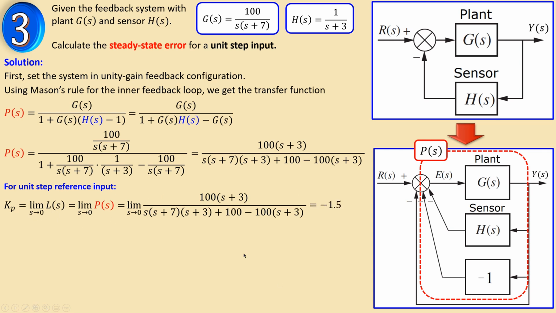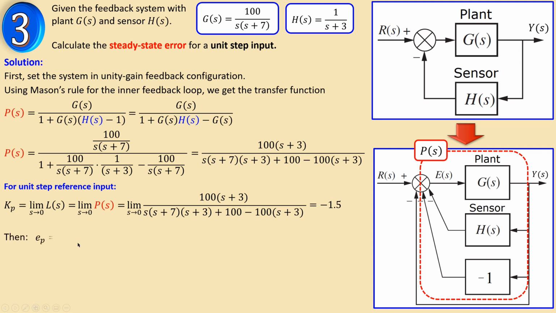If I now work this out, there will be minus 1.5. So everywhere here and here, s is equal to 0. This will go, by the way, completely. Only this part remains. I have 100 times 3, so 300 over 100 minus 300, so it is 300 over minus 200. That will then be minus 1.5. And this is an interesting result for Kp.